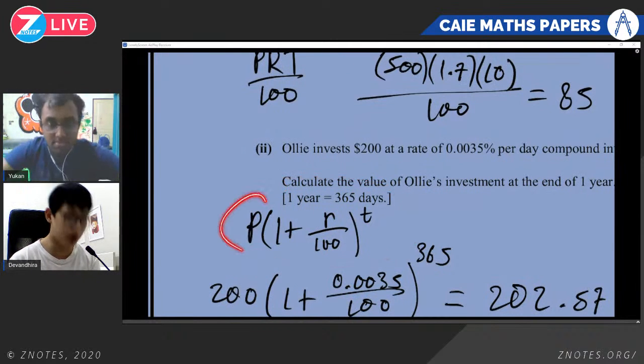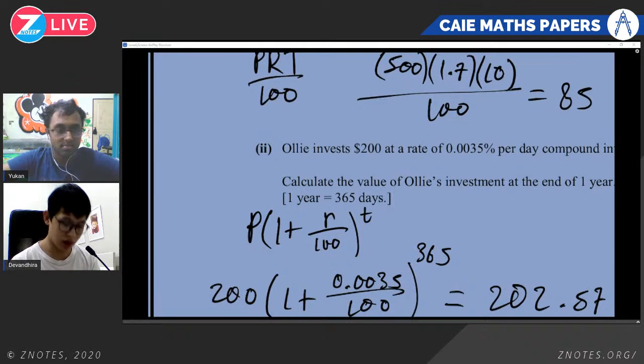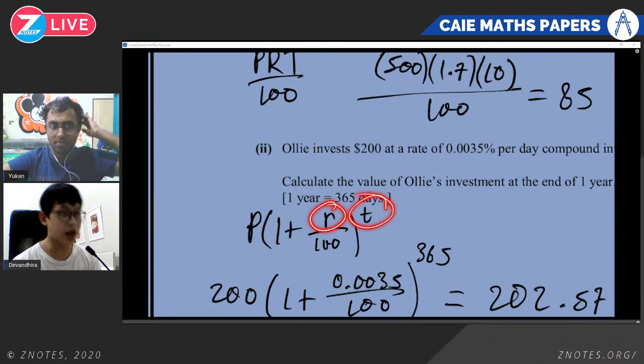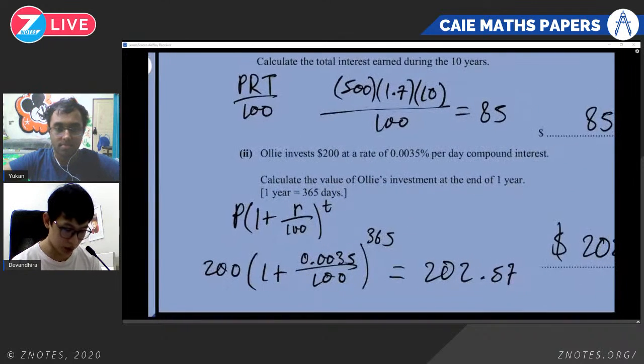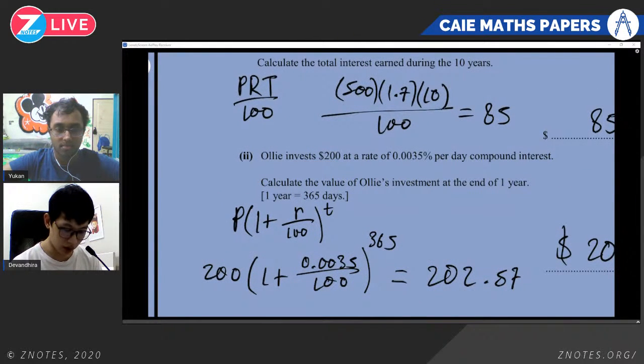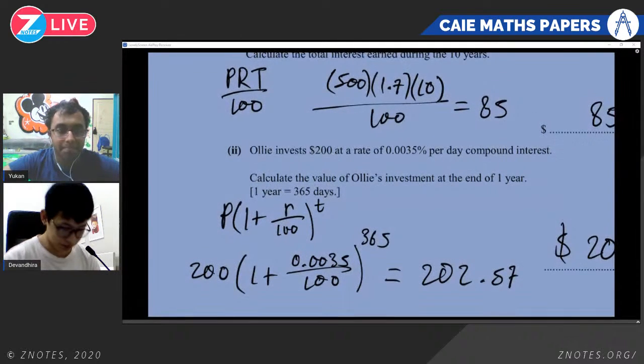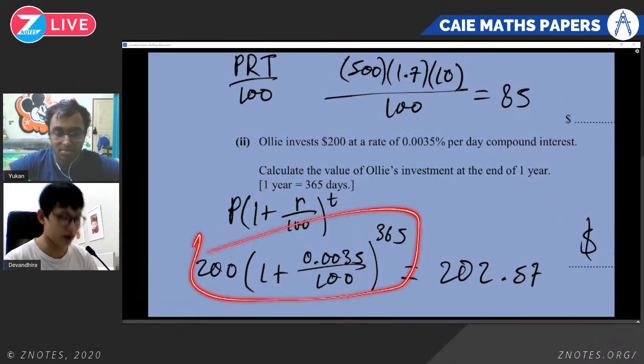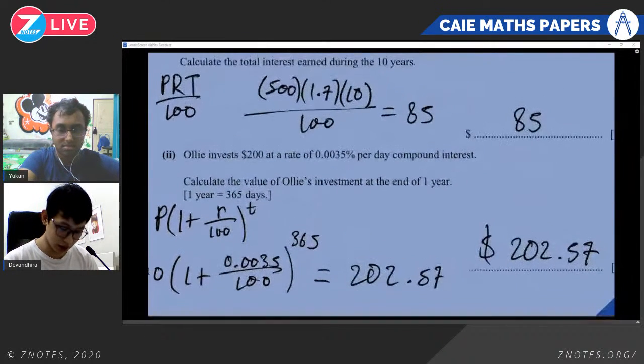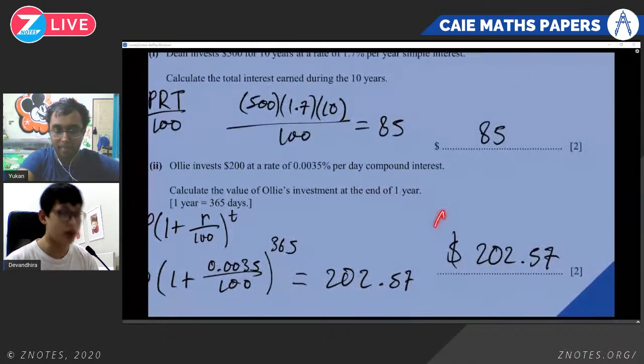It's basically the same, where P is the initial money, the principal, R is the rate, and T is the time taken. In this case, our principal is 200, and our R is just 0.0035. But since this rate is per day, we have to put 365 as our time, because 365 days is 1 year. That means it's 365, not to the power of 1. Now we can put this in our calculator, calculate it, and you should be getting this. And indeed, that is the answer.